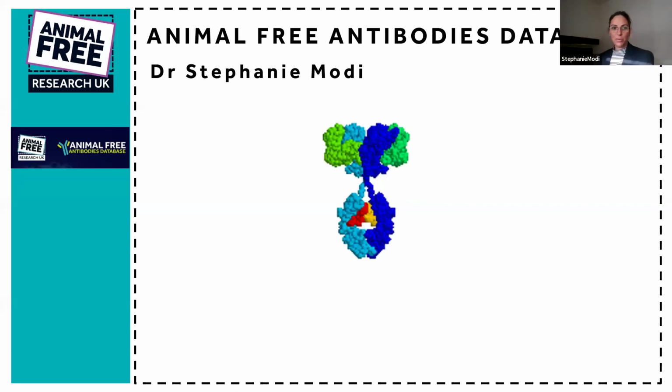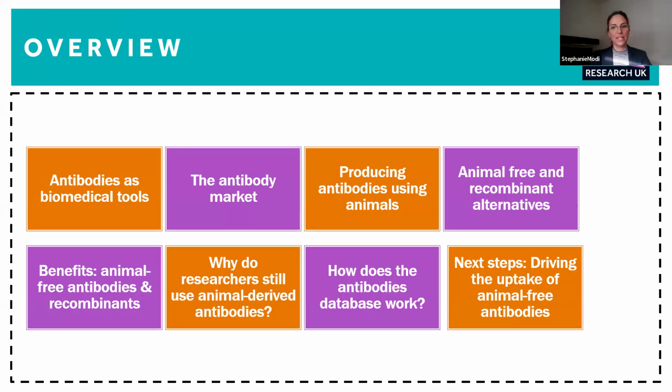So let's have a look at what we're going to look at today. So here's an overview for you. I'm going to start with an overview of the antibodies landscape. So talking about antibodies as biomedical tools, the antibody market, and we've all got different levels of knowledge on antibody production. So I'll be going over how antibodies are made using animals and the animal-free and recombinant alternatives that are out there. Also talking about the benefits of animal-free antibodies and recombinants, and in light of these benefits, why researchers are still using animal-derived antibodies.